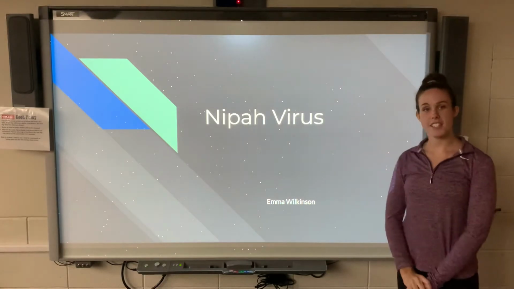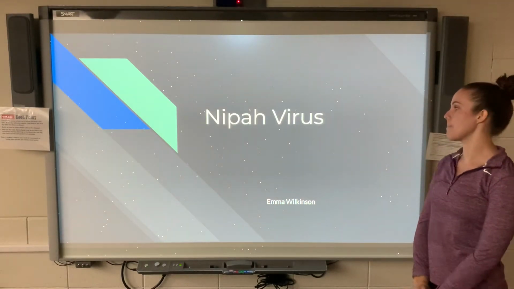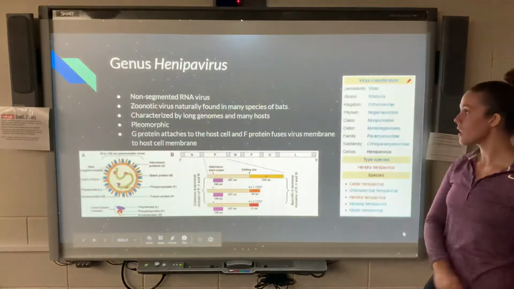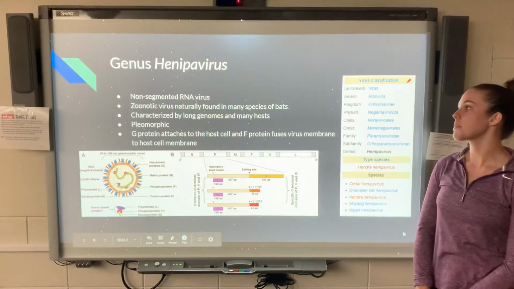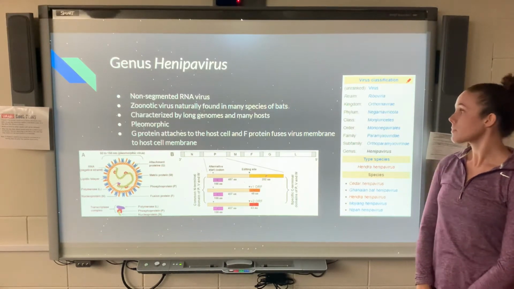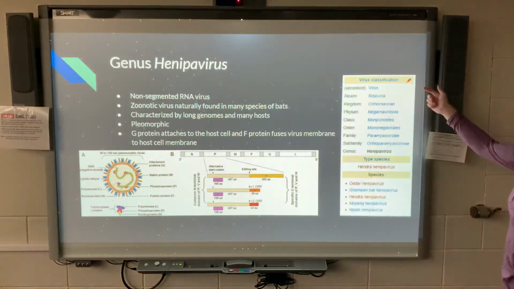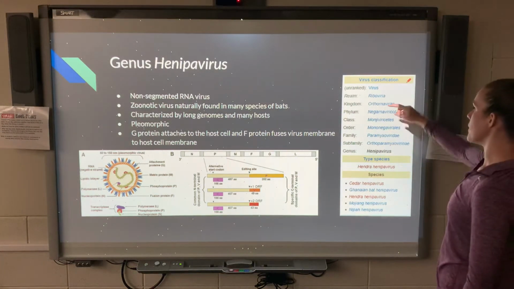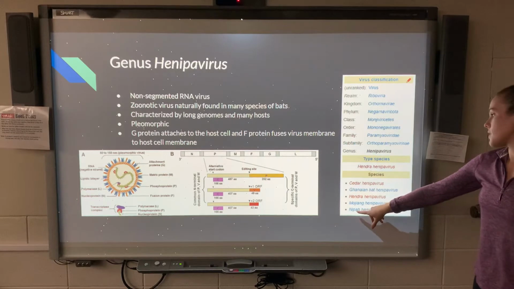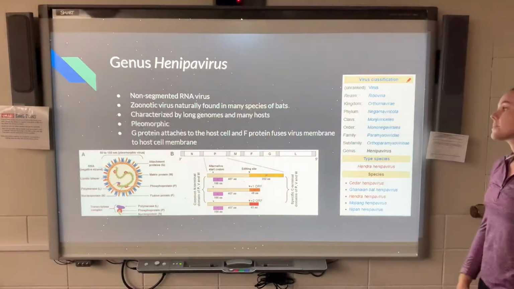All right, so the disease that I chose for my microbiology presentation is the Nipah virus. Just a little bit of background, the Nipah virus is part of the genus Henipavirus. So here is the classification all the way from the kingdom down to the specific species of Henipavirus that I'm going to be talking about, the Nipah virus.